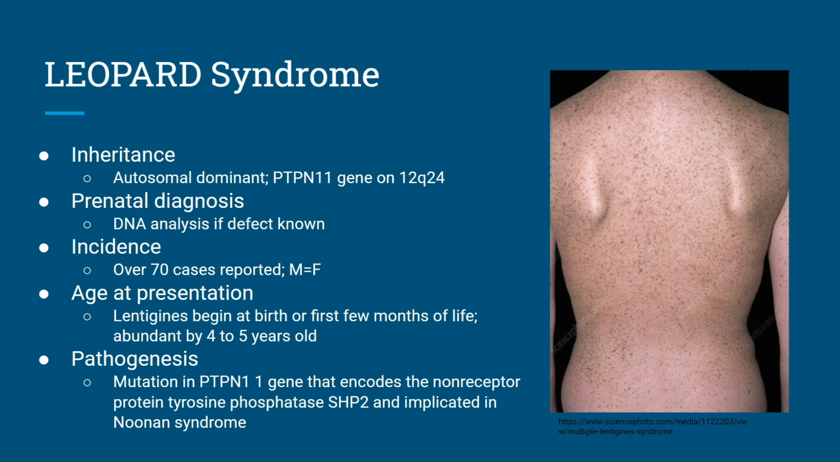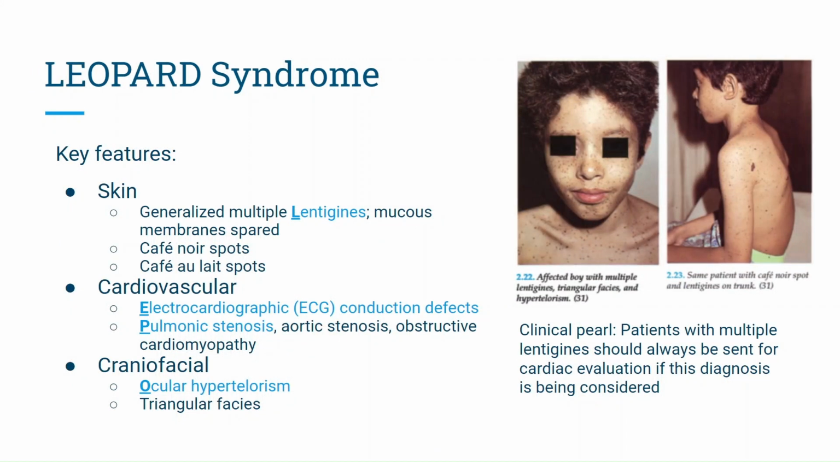So it's like you're petting. It kind of sounds like petting. You're petting your pet leopard. So a way you can try to memorize that. This mutation, the PTPN11 gene, encodes the non-receptor protein tyrosine phosphatase SHP2 and is implicated in Noonan syndrome. That's why there's this overlap, Noonan with multiple lentigines versus classic Noonan syndrome.